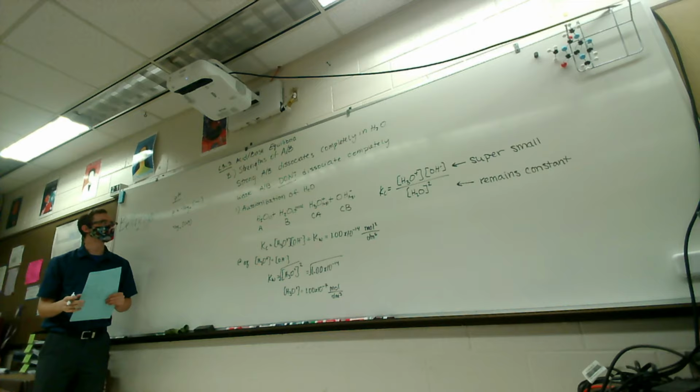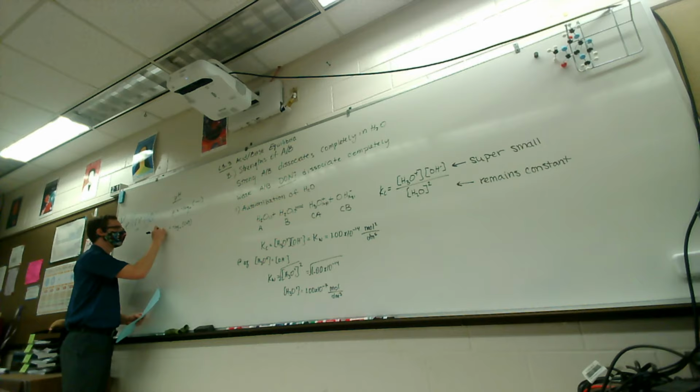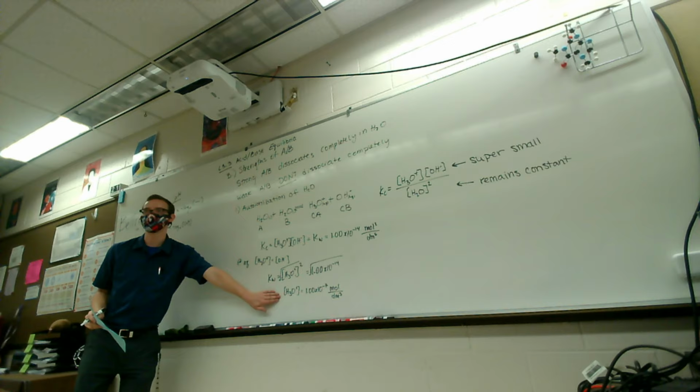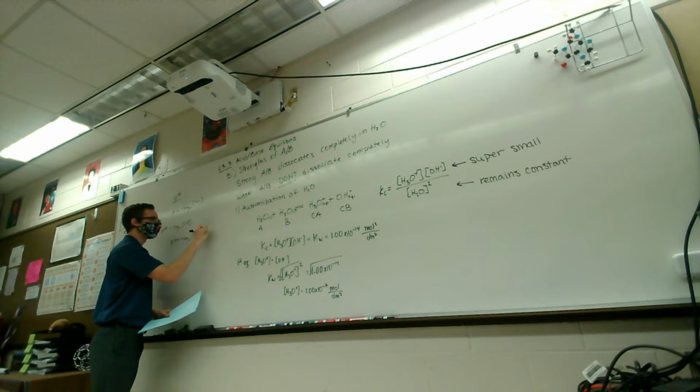pH is the negative log base 10 of the hydrogen ion concentration. Now remember, hydrogen ion concentration and hydronium ion concentration are the same thing. So this is pH. And so we can calculate the pH of water if we know the hydronium ion concentration. The pH of water equals the negative log base 10 of 1.00 times 10 to the negative 7. Which is what?